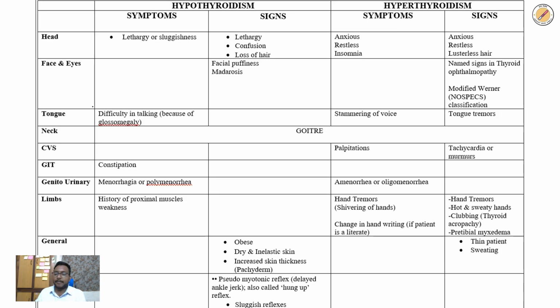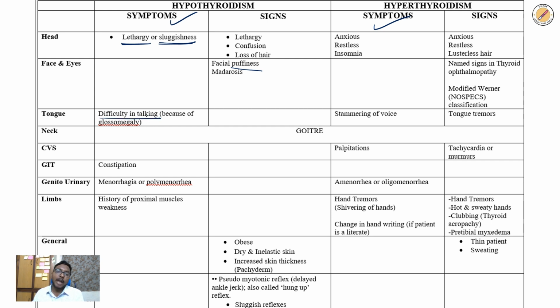Okay. Now to understand that, we need to look at this table. We are looking only at symptoms. This is the most important table you should remember and understand. So you can remember from top to bottom. The first one is lethargy or sluggishness. Thyroid hormone is very essential to be active, so whenever there is hypothyroidism, the patient will be very lethargic. In the face and the eyes, there will be facial puffiness, which is a sign, not basically a symptom. And when it comes to the tongue, you can ask about difficulty in talking.